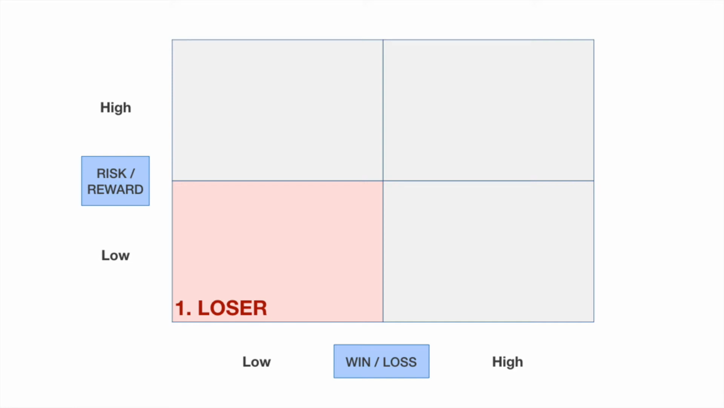So let's see. The first category is going to be on the bottom left, which is the case when your risk reward is very low and the win-loss is very low as well. So it means that you take many losses and a few wins, and the risk reward is always very poor. In this case, you are losing a lot of money.